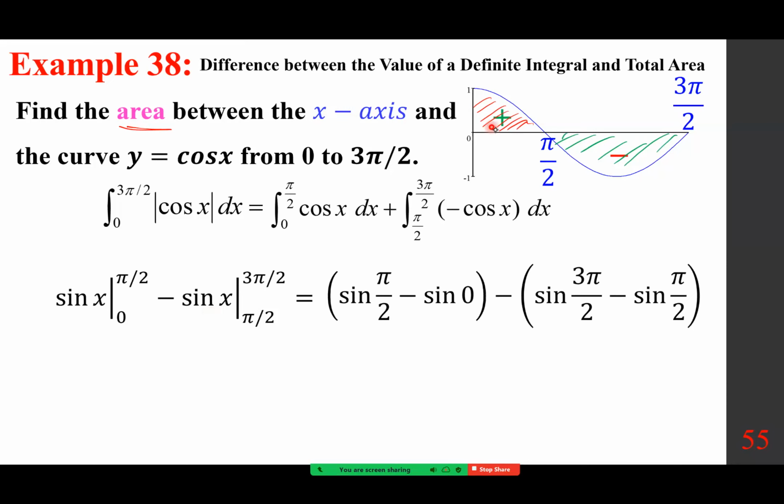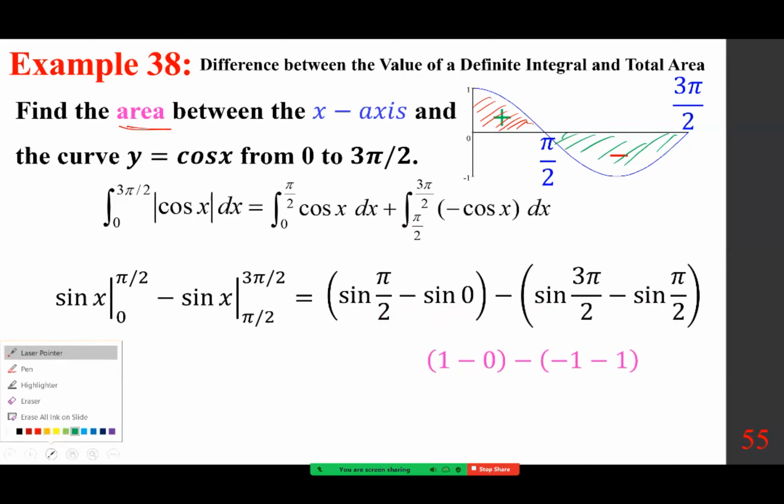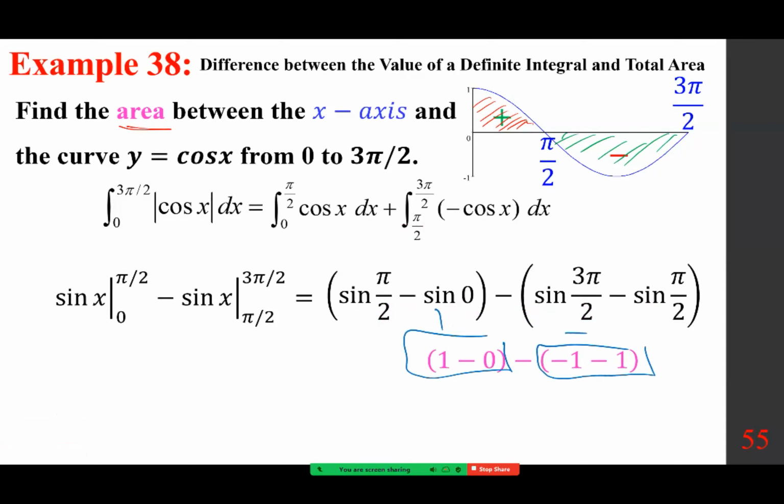So this area, the plus area, if you will, that is 1 minus 0. And this one is minus 1, minus 1. Okay. So this is positive 1, everybody. Pay attention to this. This is positive 1. This is negative 2. But this negative makes it positive and gives us 3 because we want the area.